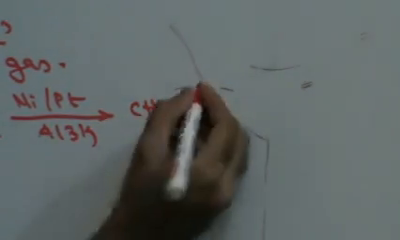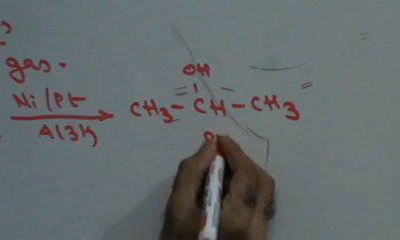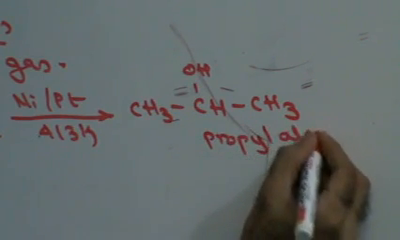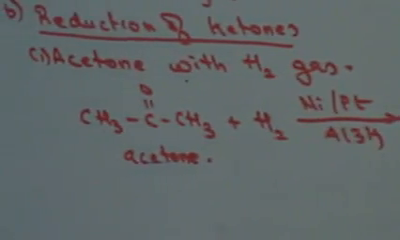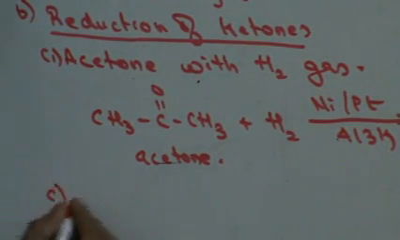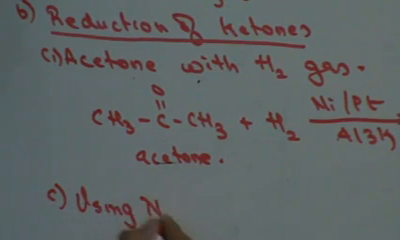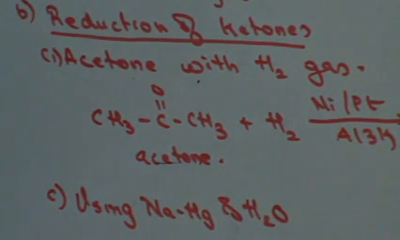CH3CHOHCH3, where one H will combine here, one will combine here. Three carbon atoms, therefore propyl, OH, therefore alcohol, attached to the second carbon atom, therefore sec-propyl alcohol. Do we get this here? Next, you can also have reduction of aldehydes and ketones by using sodium amalgam in water. What happens when formaldehyde is treated with sodium amalgam in water?